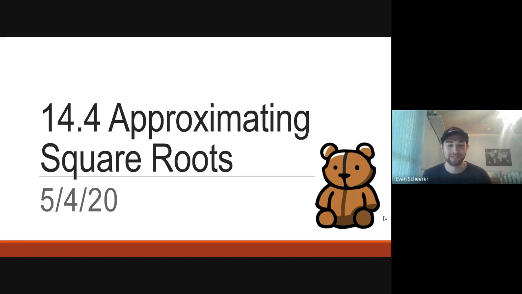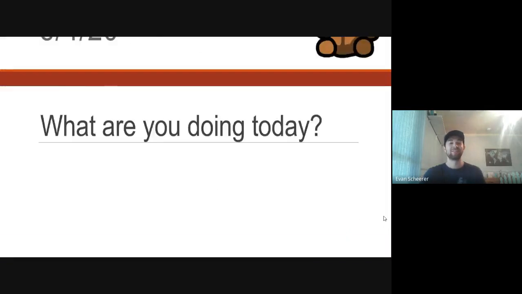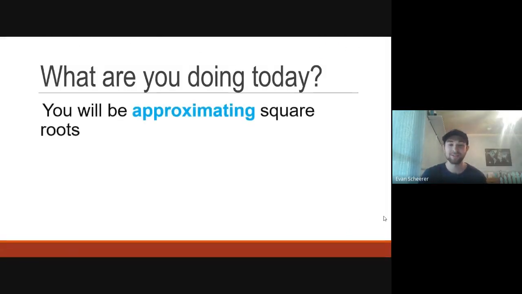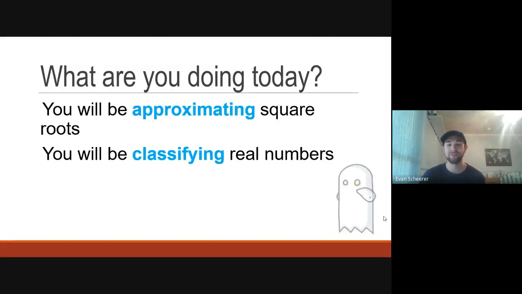14.4 Approximating Square Roots. So, what are we doing today? We're approximating square roots and we're classifying real numbers. Sorry to burst you guys' bubble, but not all square roots go in evenly.